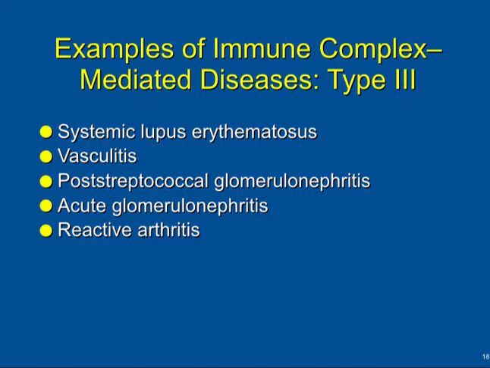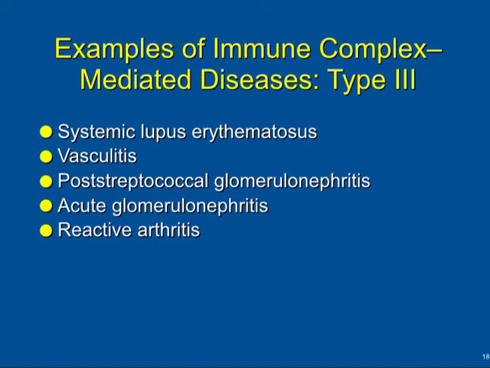Some good examples of type 3 complex mediated disease are lupus, which is a big one, and vasculitis. You can even have these immune complexes deposit on the vessel wall, and once again, it initiates that complement cascade and the inflammatory response, so they end up with vasculitis.